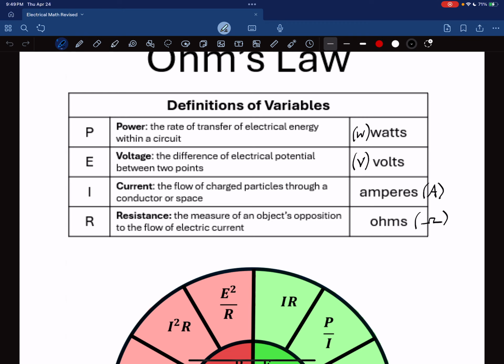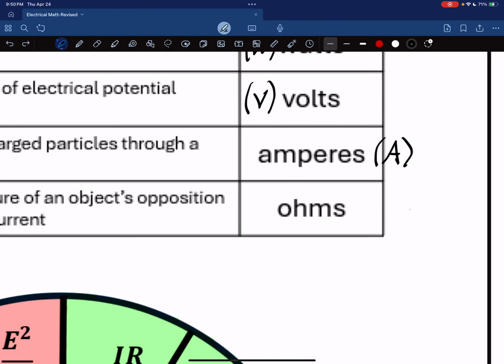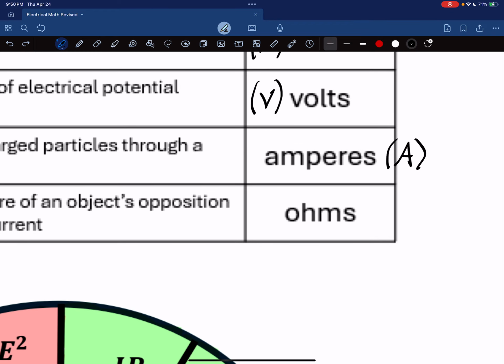And that is not at all what omega looks like. Let me try it one more time. It's more like that. That is the Greek letter omega, or omega, depending on which part of the world you're from. And that is the representation of ohms.